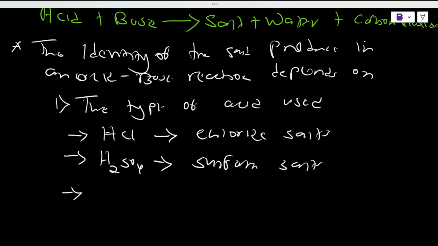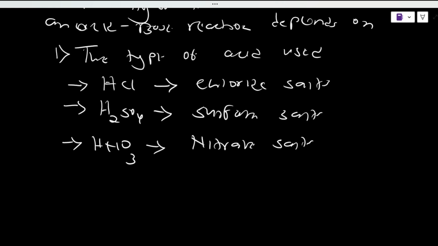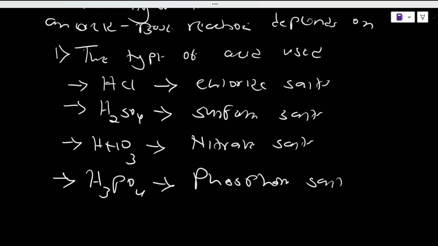If you use nitric acid, you are going to form nitrate salts. And lastly, if you use phosphoric acid, you are going to form phosphate salts. Now, the key thing you need to know as a student is that the type of acid used will determine the type of salt formed at the end of the day.